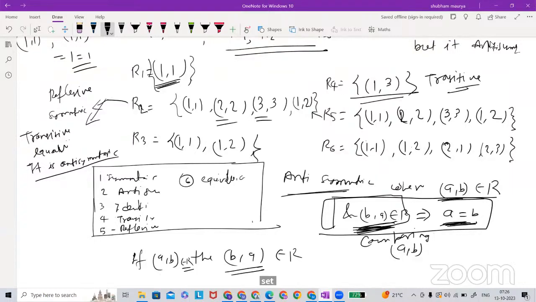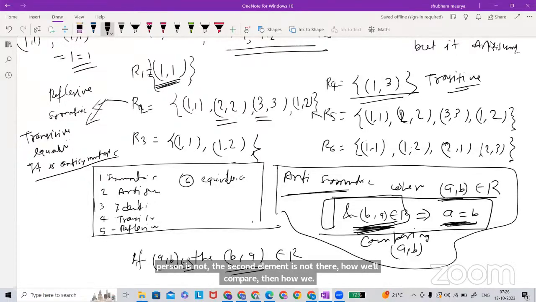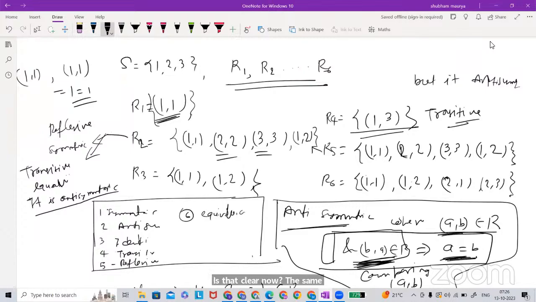Is that clear now? The same thing that happens with transitive happens with antisymmetric also. This is the difference between symmetric and antisymmetric. So this relation is antisymmetric. The whole you will take. This 1, 2 is also there, but it is not symmetric.